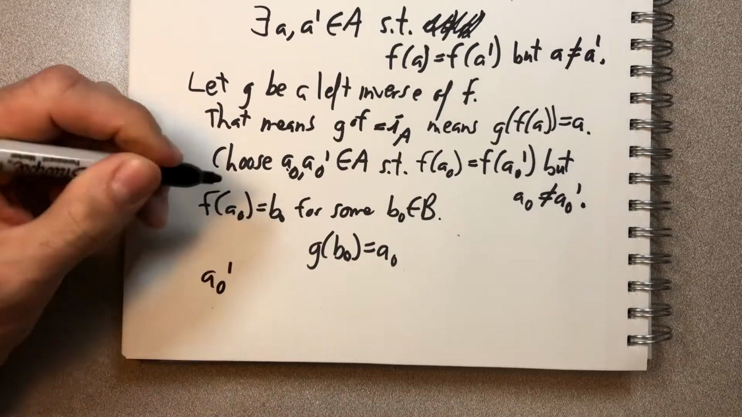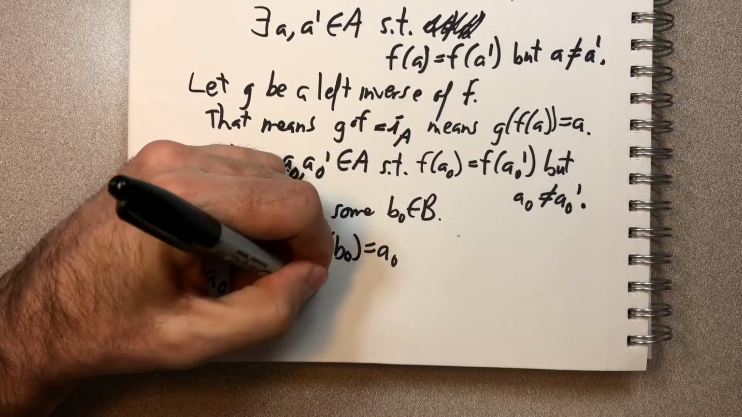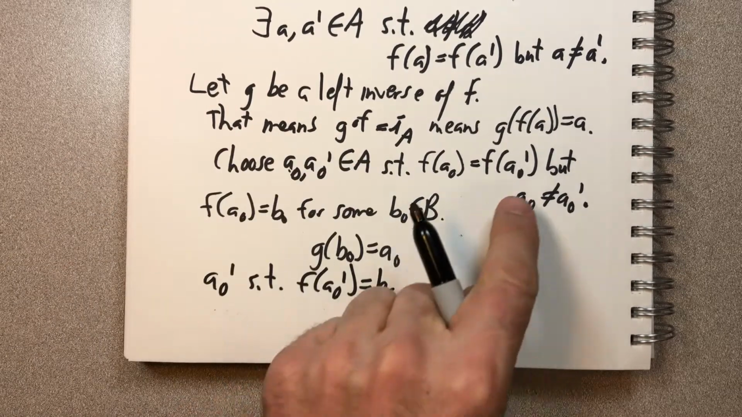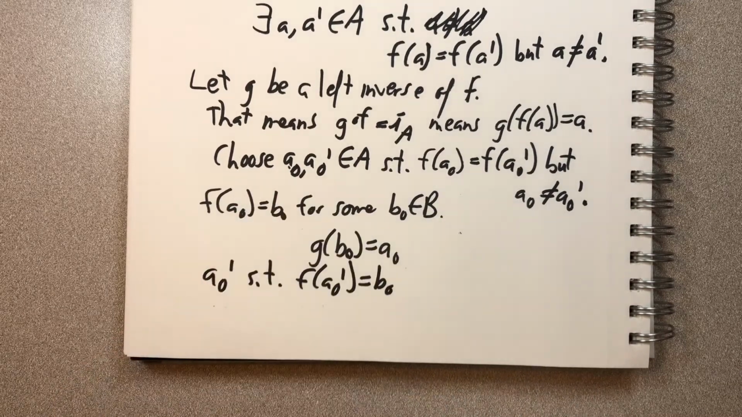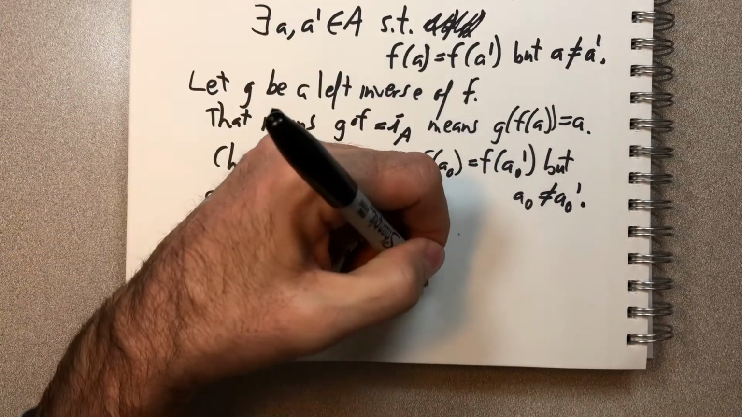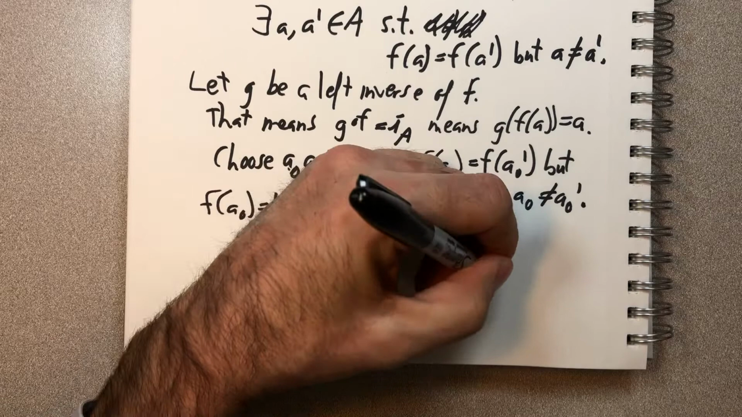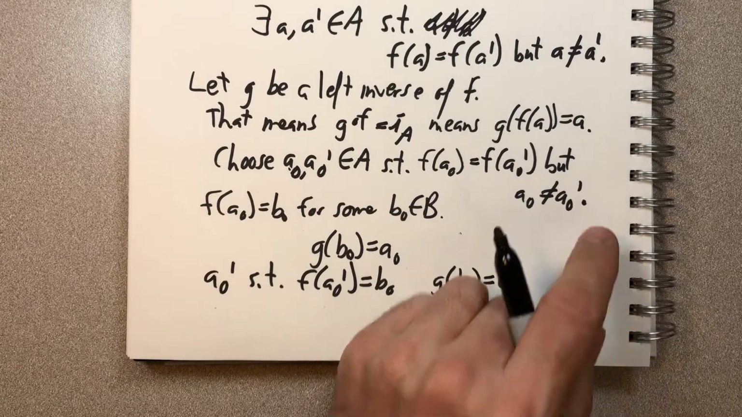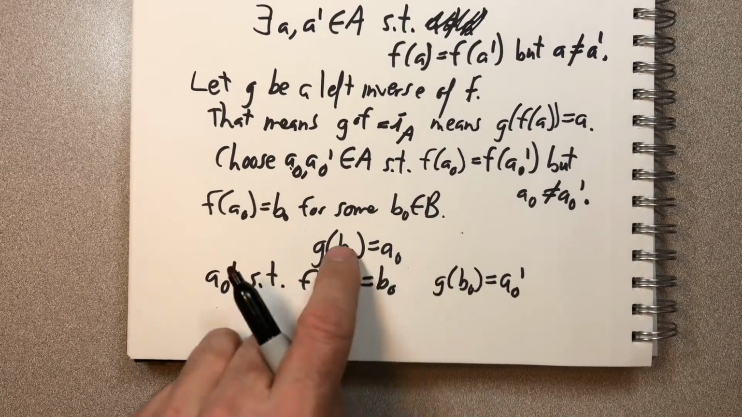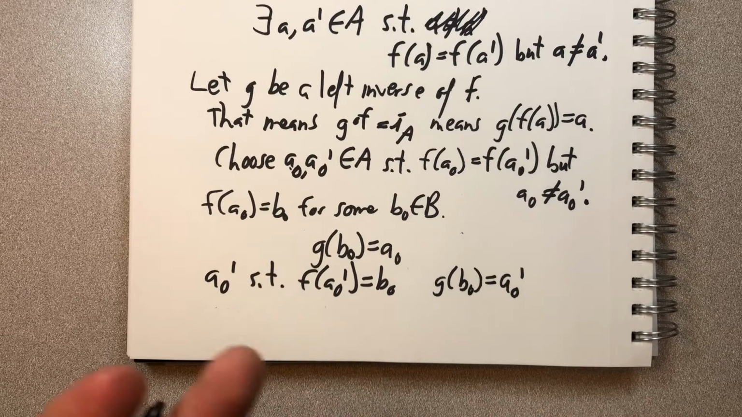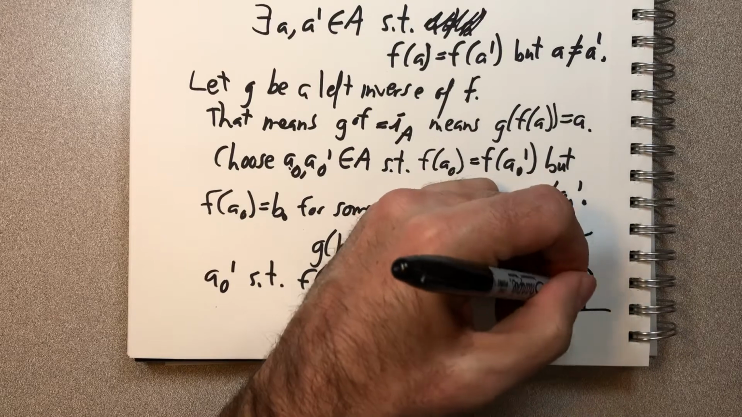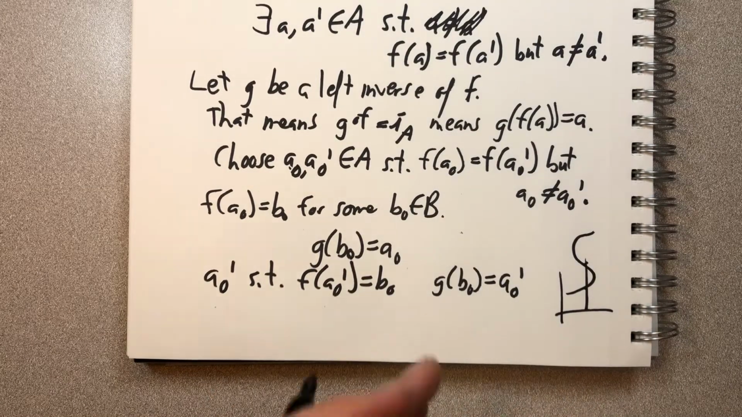Now, we chose a0 prime such that f of a0 prime also equals b0, right? That was how we chose a0 and a0 prime. And since g is a left inverse of f, then it must also be that g of b0 equals a0 prime. But since a0 does not equal a0 prime, that means that g of b0 has to have two different values. But then g as a function is not well defined, right? It means that one value of the domain has two values of the range.